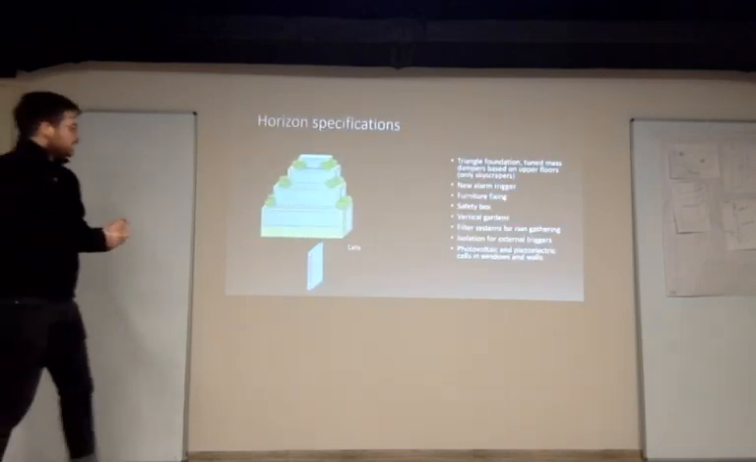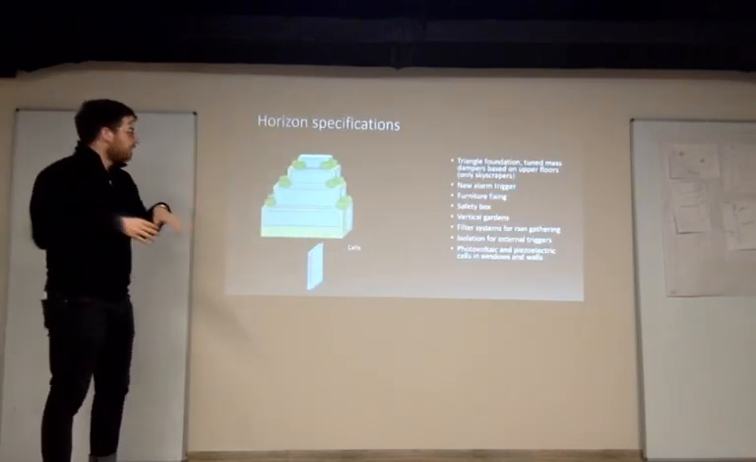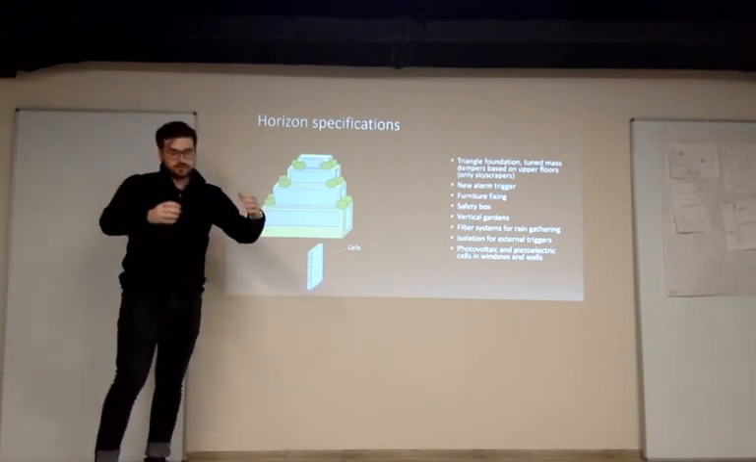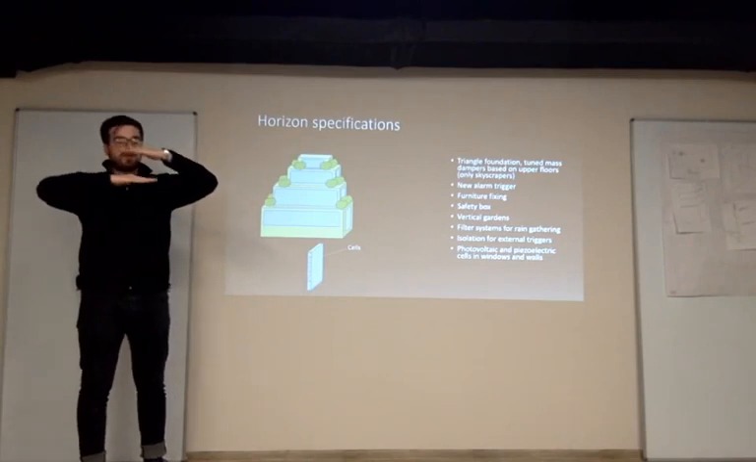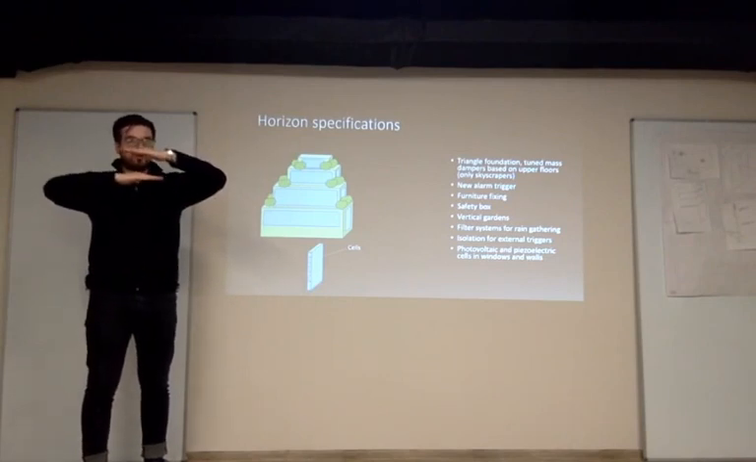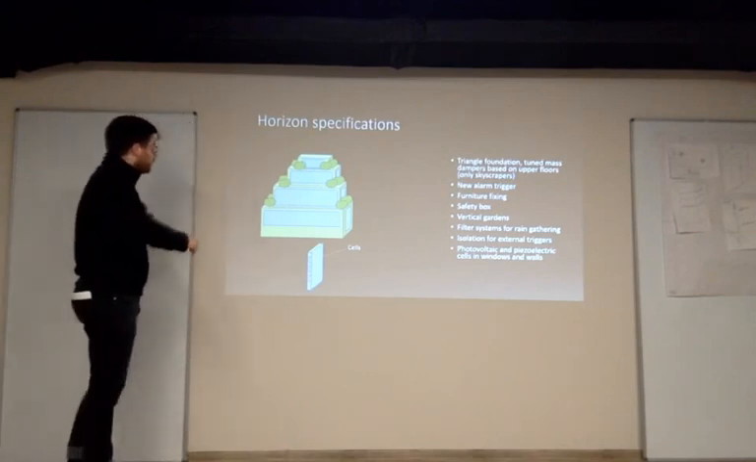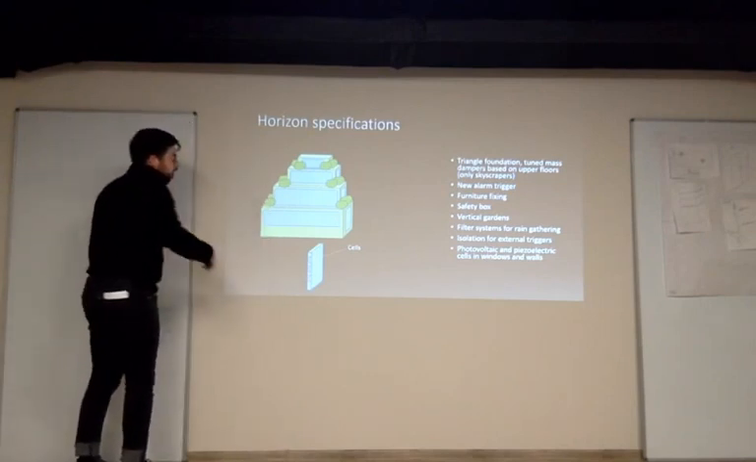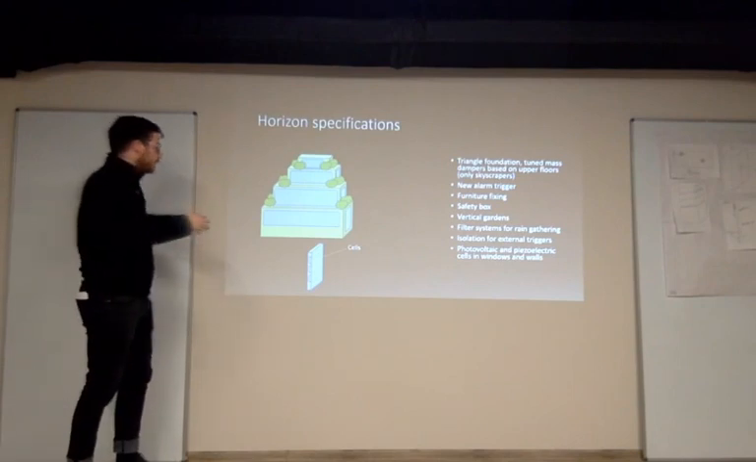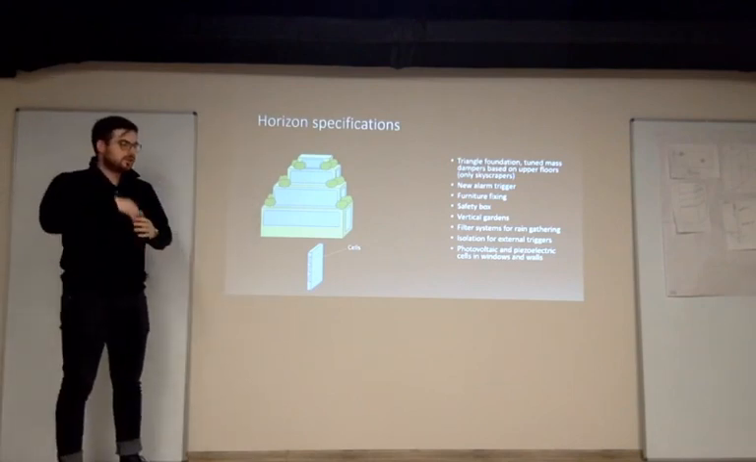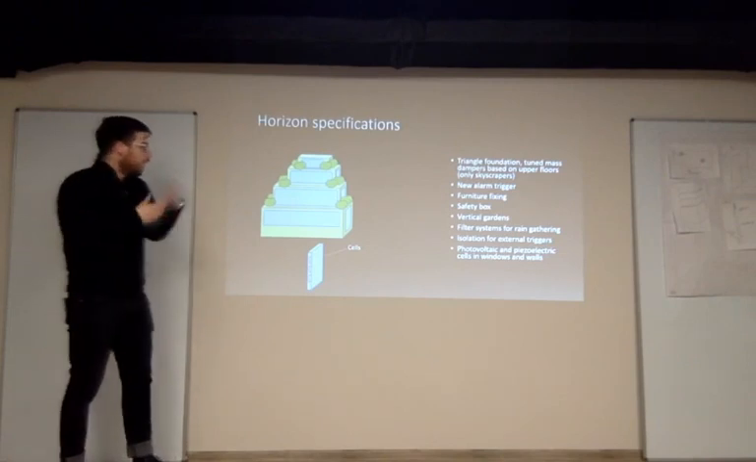So the specifications of the Horizon are a triangle foundation, which means that we have the poles and we have the foundation as a two-layer sandwich. Between them, we have a triangular framed ceiling material. We know that the triangle can disperse the shockwave of an earthquake.